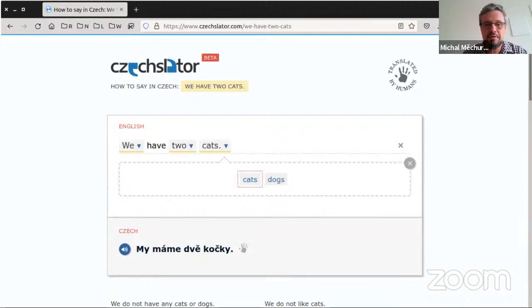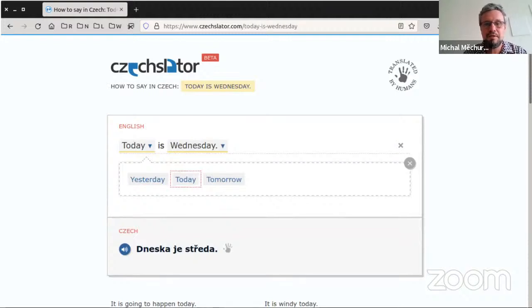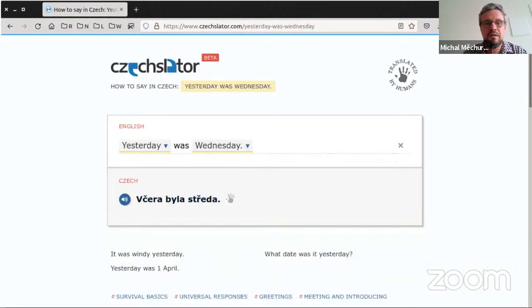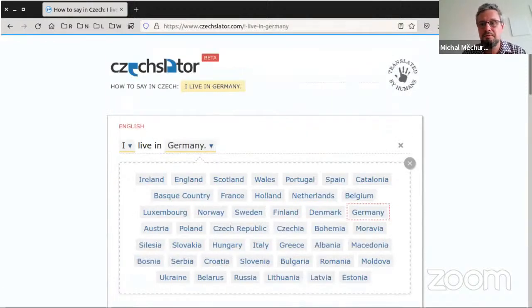A couple more examples. You can change from cats to dogs. You can change numbers. Here's another example. You can change the day of the week. You can change between today, yesterday, tomorrow, and so on. Notice how sometimes it's not just the one word that changes, but other words in the sentence change accordingly too, right? Because there is a grammar behind all of this. More about that later. You can change the name of the language that you're talking about. You can select from a list of country names.